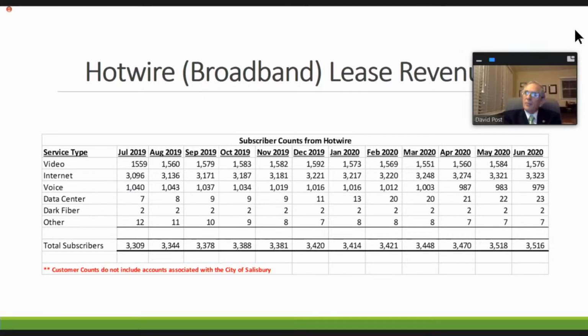The dark fiber, there are two customers. Are we one of them? None of the city accounts are counted here. These are two unique outside of the city of Salisbury accounts. Okay. I think that's been pretty consistent since the beginning for dark fiber. I think it's good that the data center is being used more. Yeah, that's a pretty big increase. That is. And you can see that the internet's where we get most of our money from. That's about a 10% increase in 1 year. That's a plus. Yep. It's exciting.